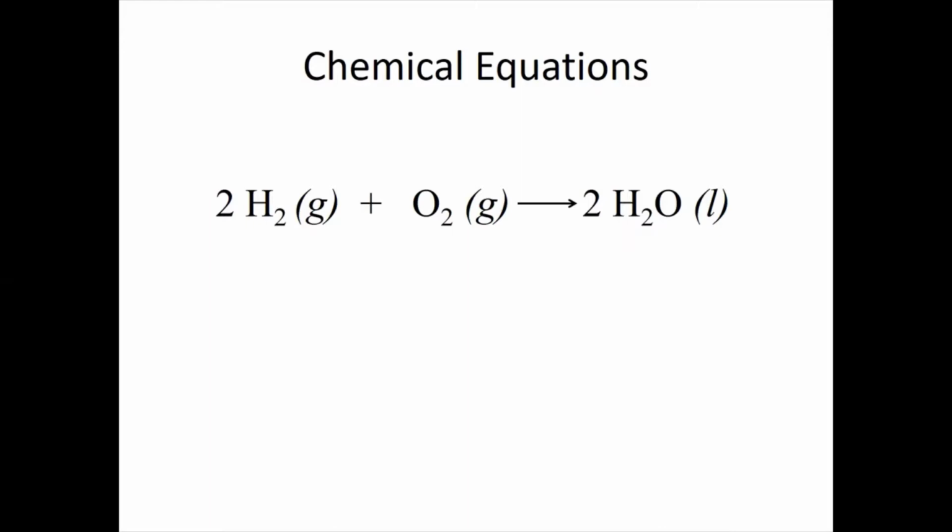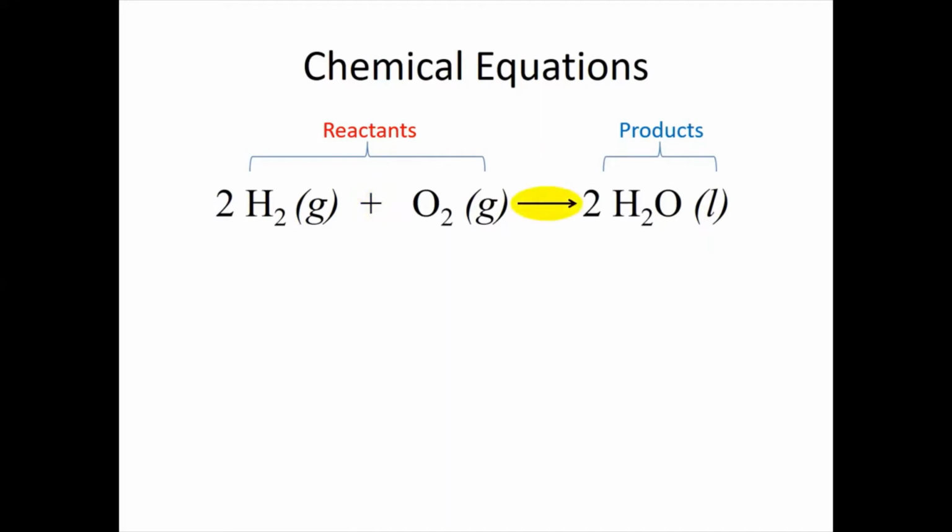The reactants, sometimes called reagents, appear on the left side of the equation. These are the starting materials. The products, the results of the reaction, appear on the right side of the equation. Note the plus symbol between hydrogen and oxygen. This symbol is used to separate the individual substances. The arrow represents the chemical change.